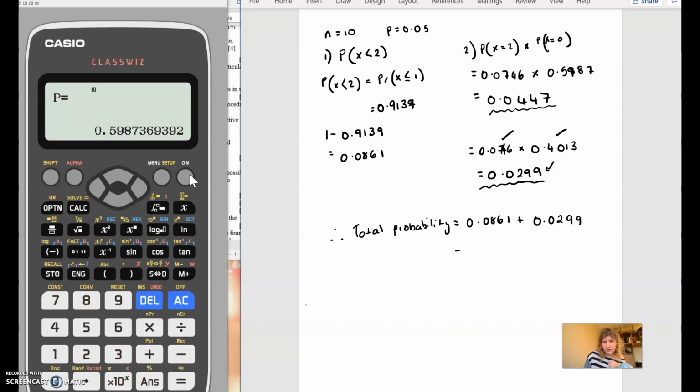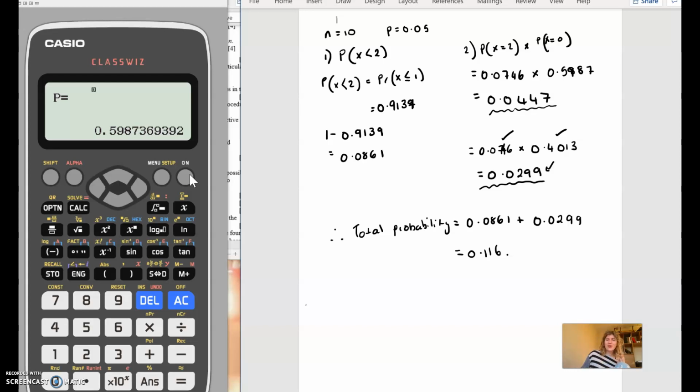0.0299. Okay, so overall our total probability is 0.116. Now I know this is slightly different to the answer that I showed you before. I was just thinking about it earlier and I realized that I hadn't done the inverse probability for this part here. So you might have got this as an answer, or something reasonably close to this, and you're probably right and I'm wrong.